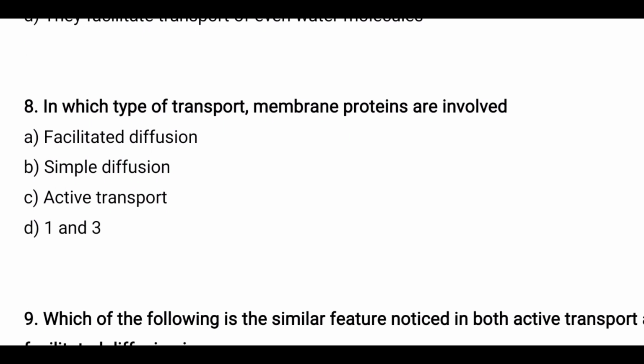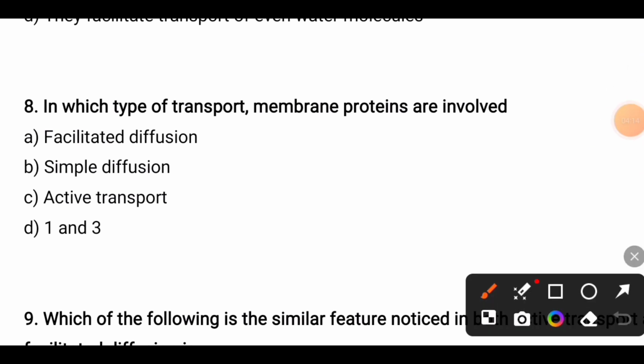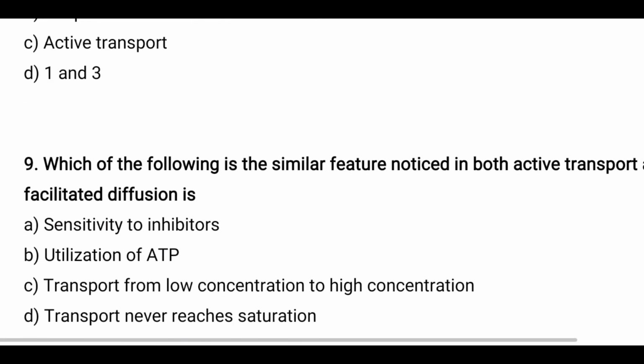In which type of transport are membrane proteins involved? Options are facilitated diffusion, simple diffusion, active transport. So the correct answer is facilitated diffusion and active transport. That means the fourth option, 1 and 3, is the correct answer. Let's see the next question.